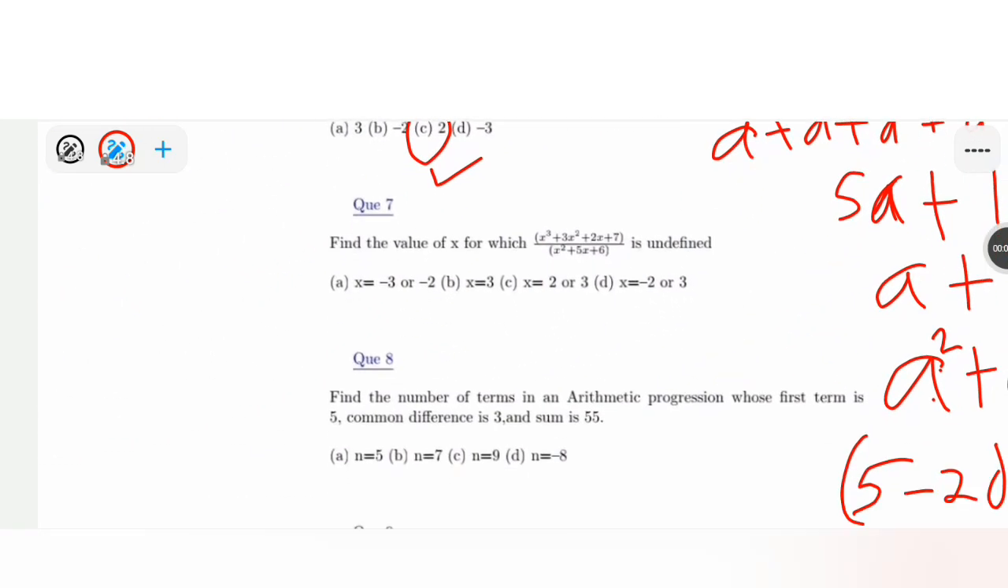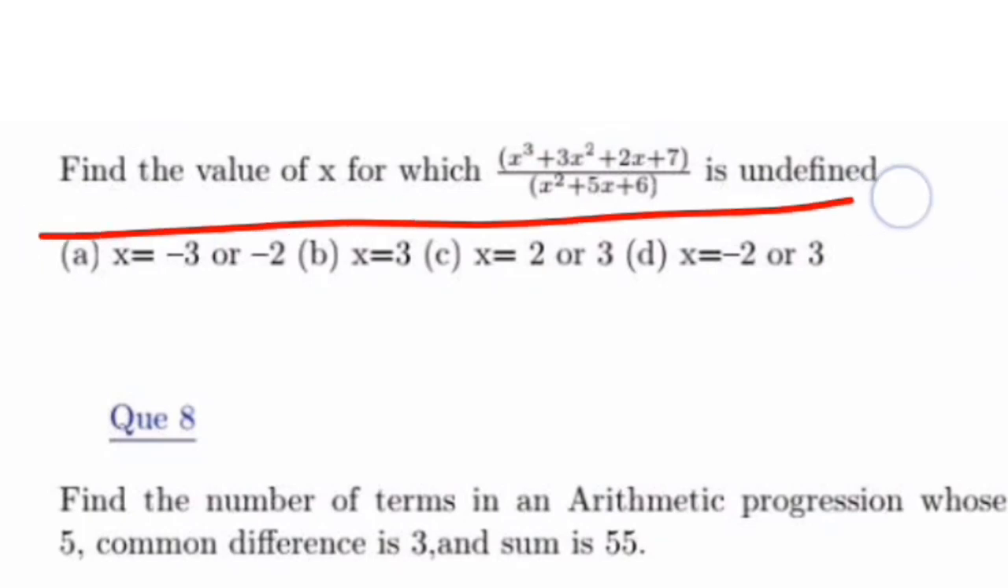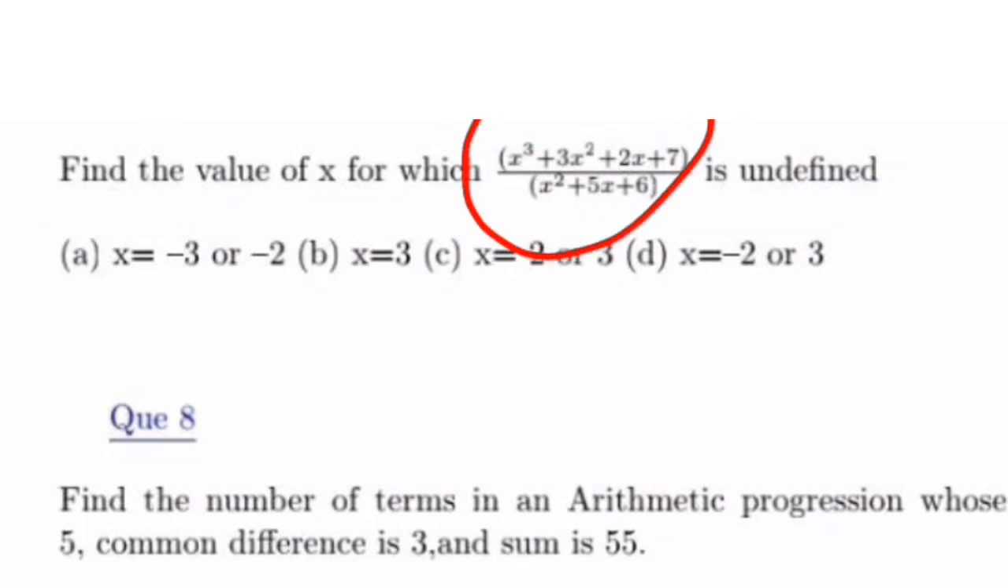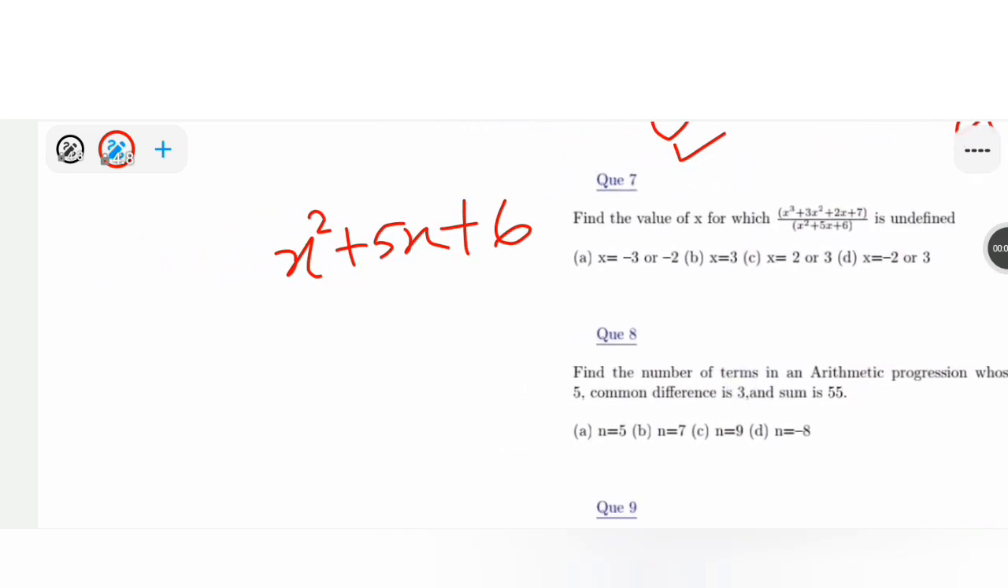Then for number 7, you have to find the value of x for which this expression is undefined. Since it's undefined, all you have to do is pick the bottom part. Factorize the bottom part. So you have x squared plus 5x plus 6. You're going to factorize this and equate it to 0. Look for two numbers that if you multiply you get 6, and if you add you get 5. That will be 2 and 3.